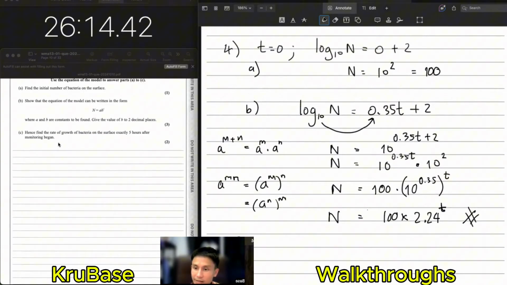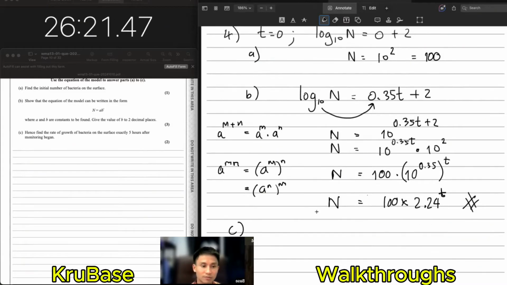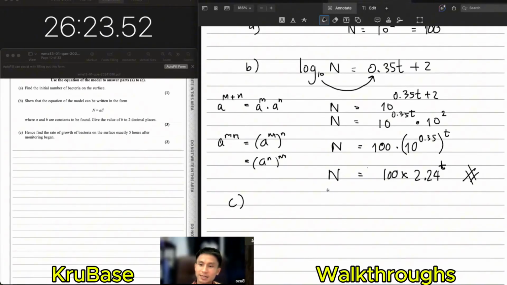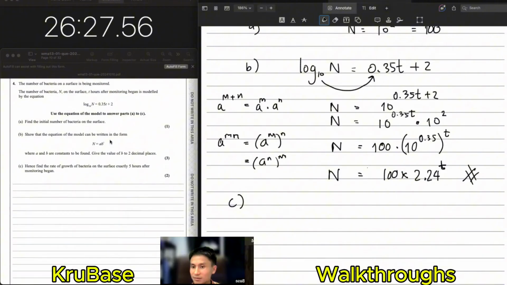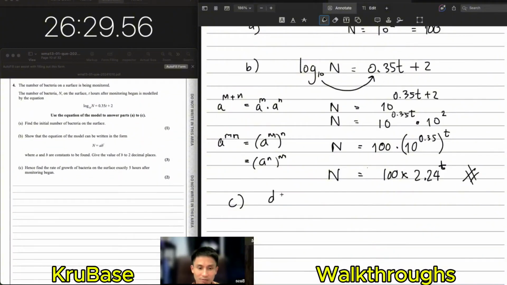C, hence find the rate of growth of bacteria on the surface exactly 5 hours after monitoring began. So basically, for rate of growth, you can differentiate, right? So that's dn by dt. So we just differentiate n with respect to t.